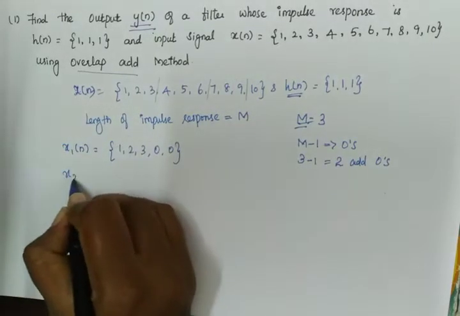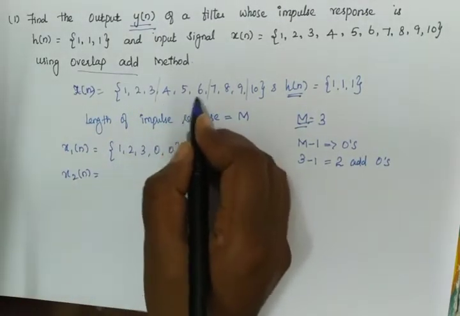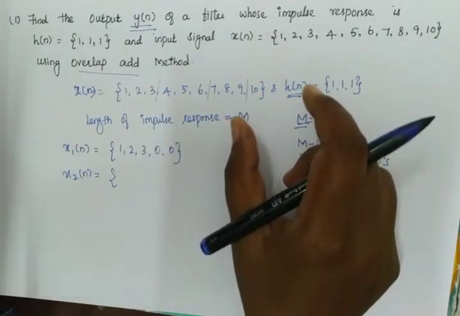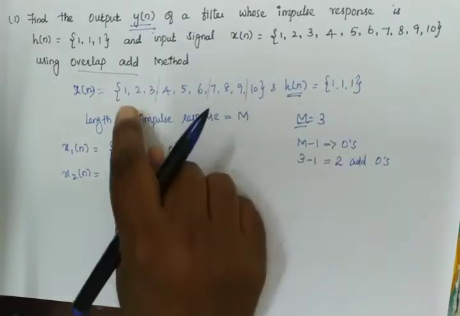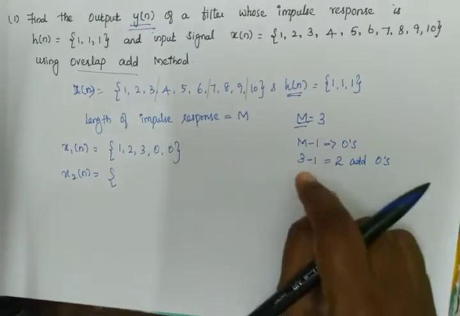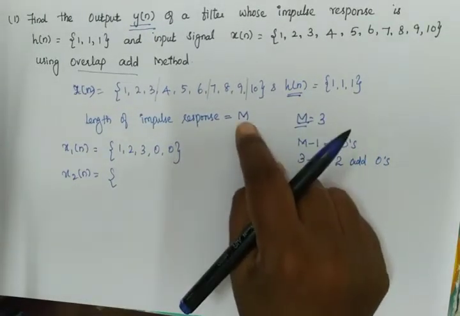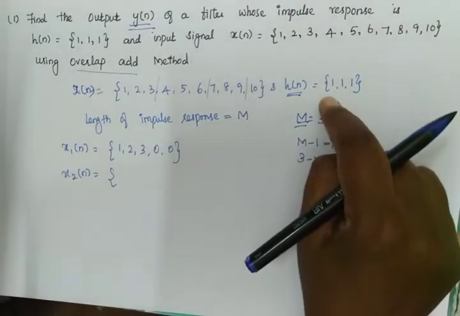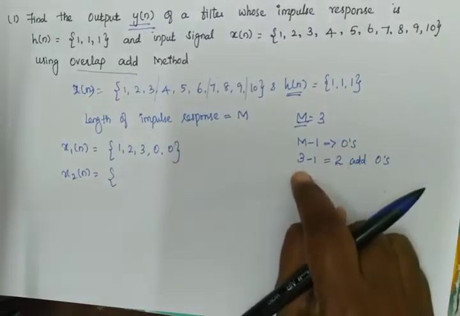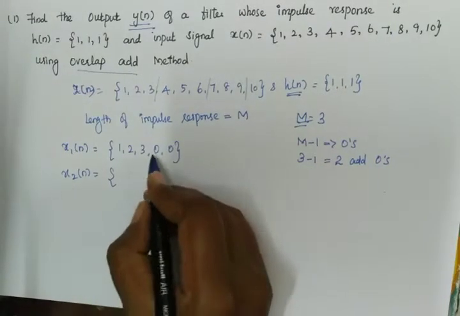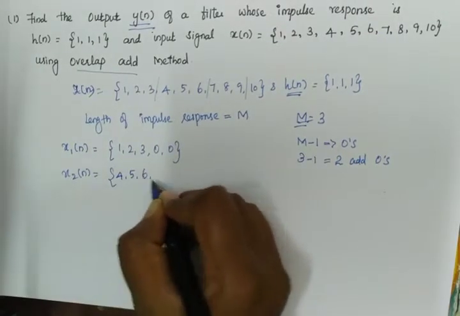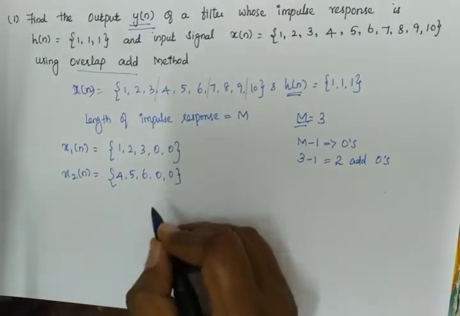Next, x2 of n is 4, 5, 6. First we have to split this into small sequences. Then we have to add m minus 1 zeros. Now what is this m? m is the length of the impulse response h of n. We have 3 elements, so 3 minus 1 will be 2. So we have to add 2 zeros at the end. Then x2 of n will be 4, 5, 6, 0, 0.